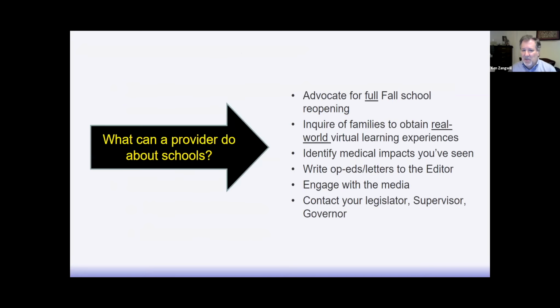So what can we do about schools? And I only have a couple more slides, I believe. Advocate for full fall school reopening based on the data I showed you. And trust me, there are more data out there I can share with people offline. In my estimation, full fall school reopening is mandatory to mitigate all the negative impacts, all the mental health issues, all the school learning loss issues, the impacts on individual families. I think everyone in the room understands that, or the implications, I should say. Inquire of your families to obtain real world virtual learning experiences.